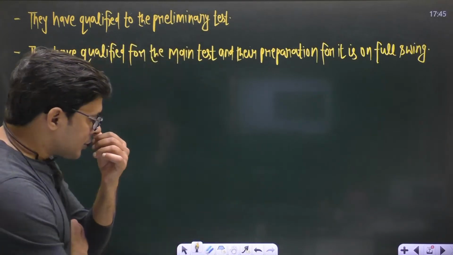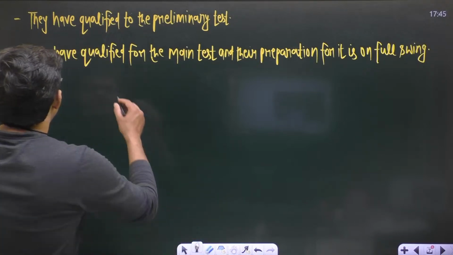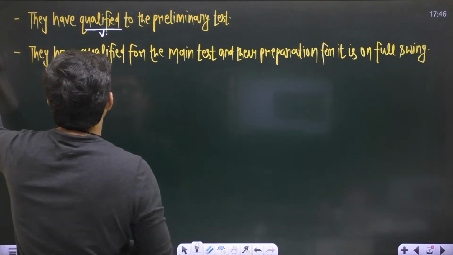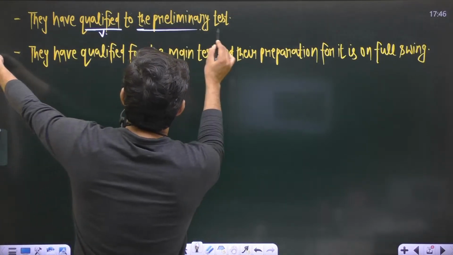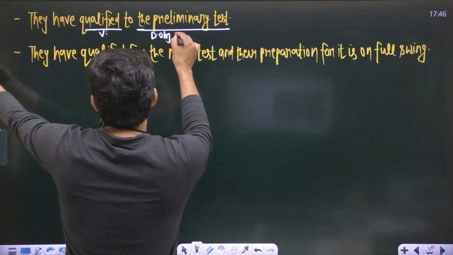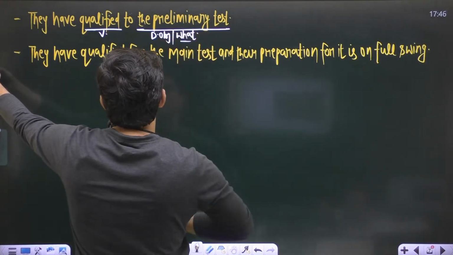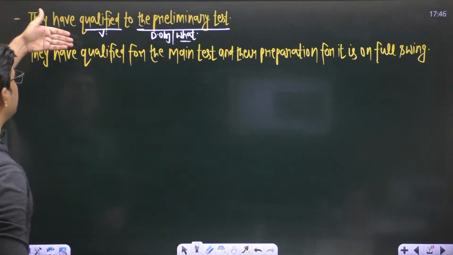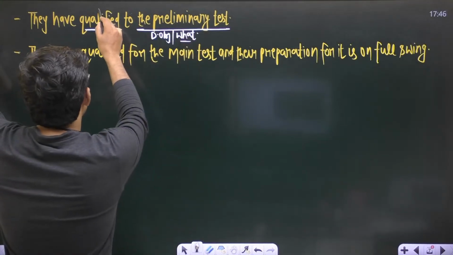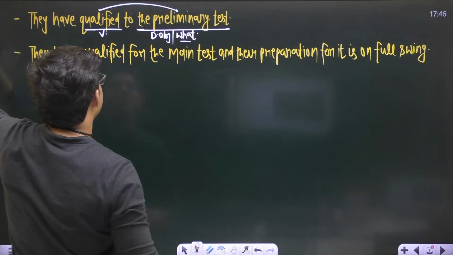Okay, in both the sentences, as you know, this verb qualified is a verb, and after this verb you are getting the reply of what? This is the direct object. If you put a question like this, what have they qualified? The reply of what will be the preliminary test. They have qualified the preliminary test.